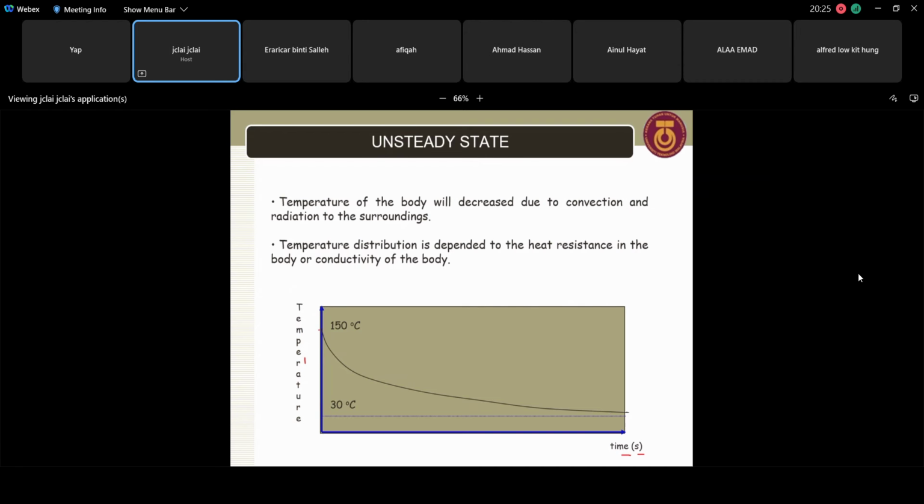So initially when t equals 0, here is when t equals 0, the temperature of the body is 150 degrees Celsius. And this is T ambient, 30 degrees Celsius. Over time, heat is lost to the surroundings through convection and radiation. Then the temperature of the body drops over time, right? If the time is long enough, it will reach equilibrium, thermal equilibrium.